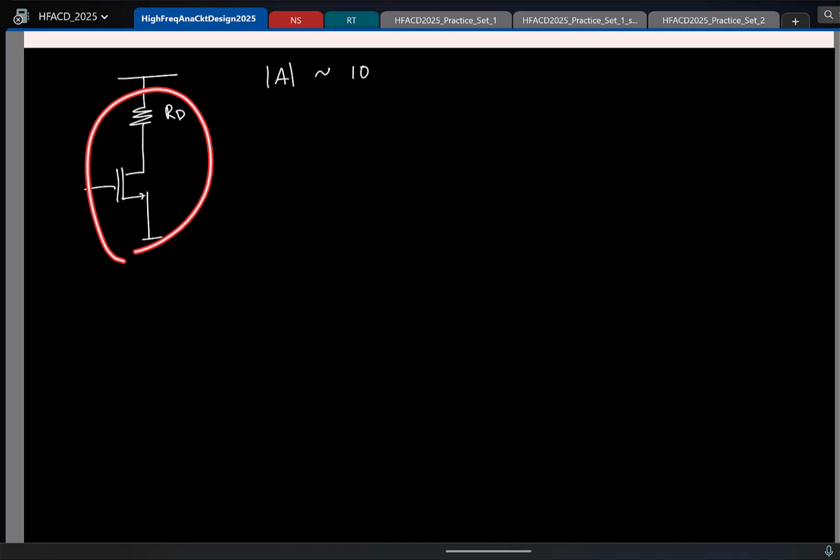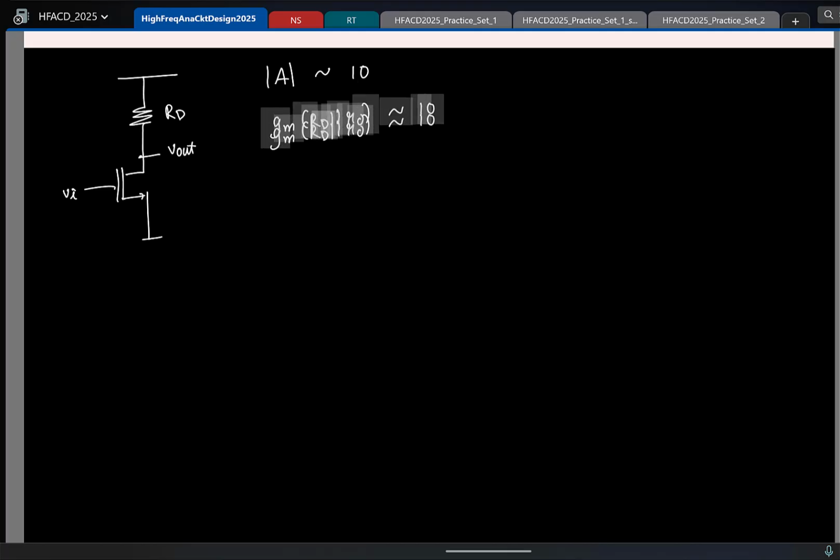What is the DC gain here from VI to V out? GM times... I mean, can you be exact? Yeah, RD parallel R naught, right? This should be roughly about 10. That's the only spec given to you. And from this, you are supposed to design the transistors: GM, current, width, length, overdrive voltage, everything.